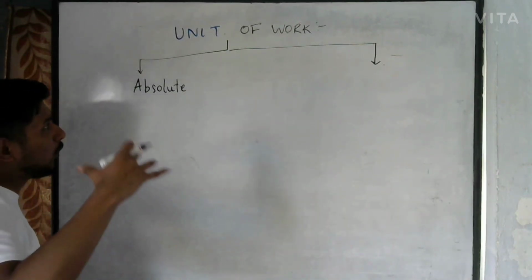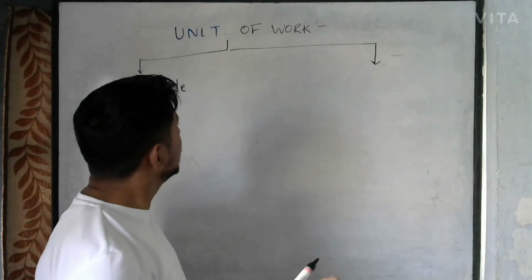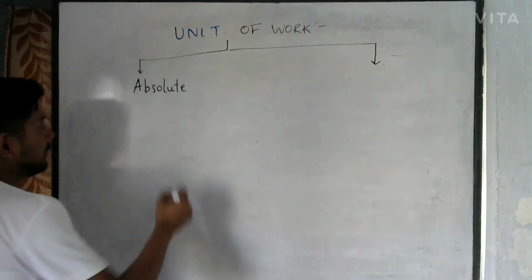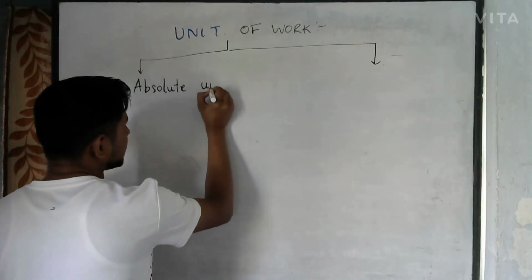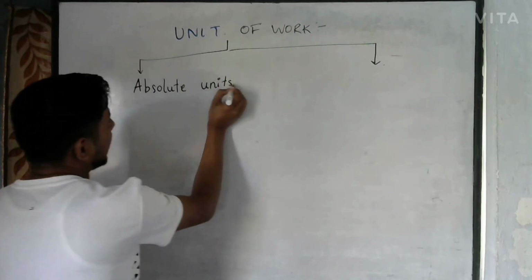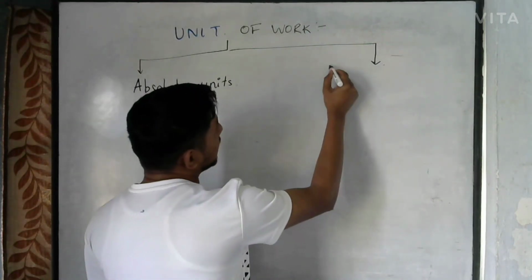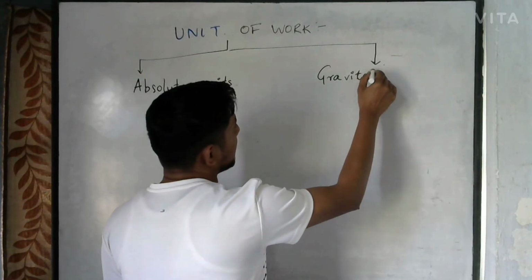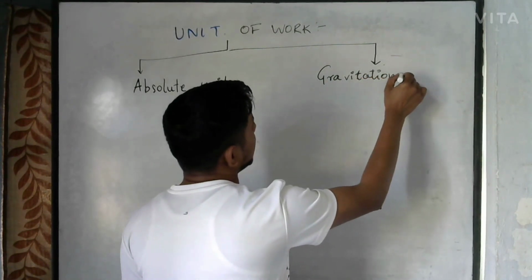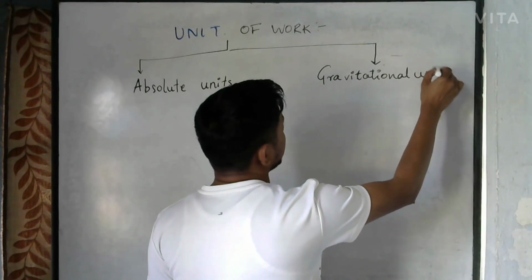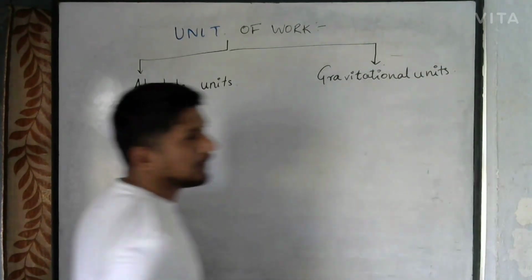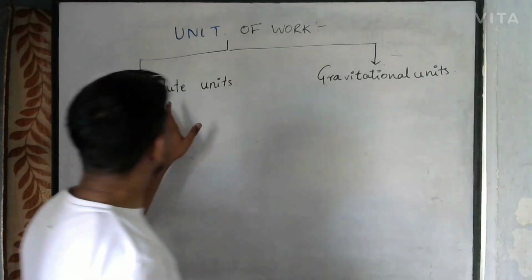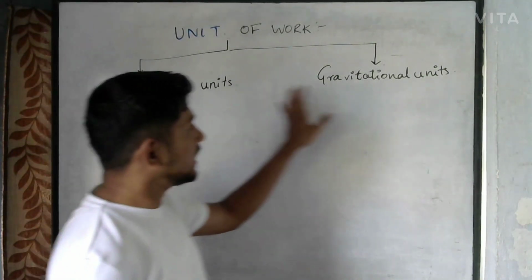If I want to say it more precisely, it is going to be like a system of units: absolute units, and the other one is going to be gravitational units. Okay, so the two systems of units are absolute unit and gravitational unit.